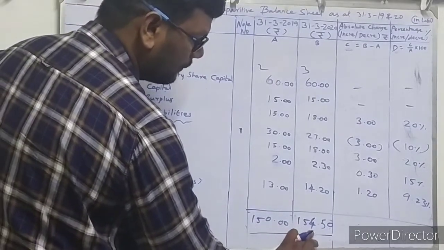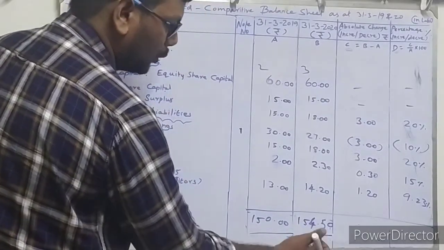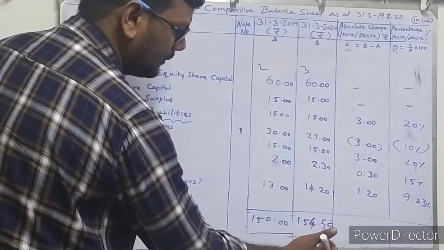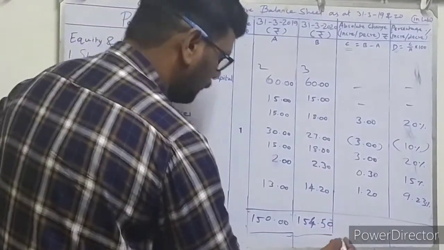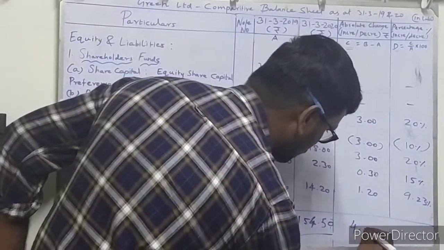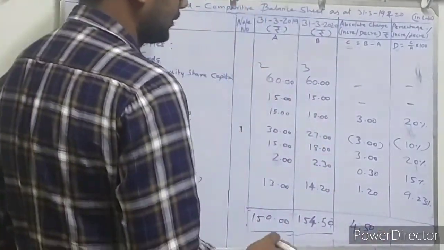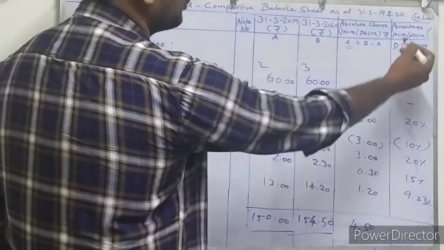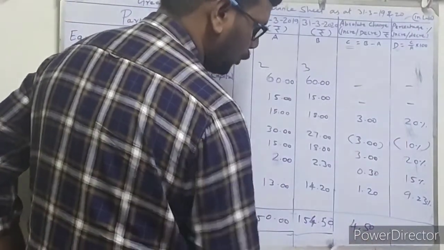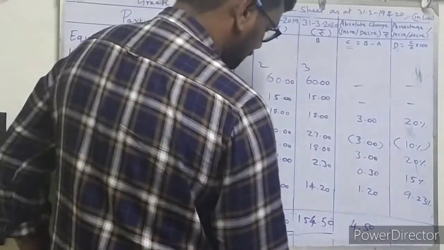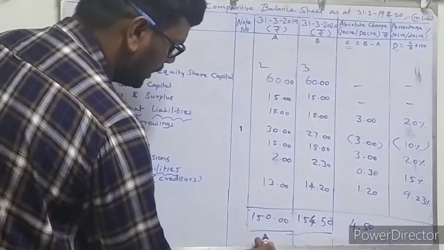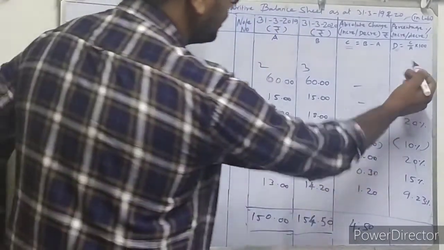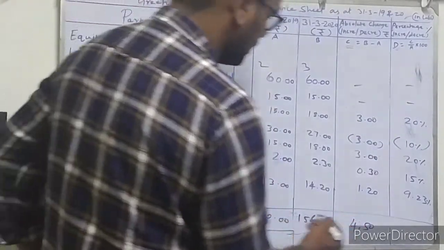It is 1 crore and 54 lakhs and 50,000. So 1 crore and 54 lakhs and 50,000 minus 1 crore and 50 lakh is equal to 4 lakhs and 50,000 rupees. Because everything we are going to write in lakhs, that's why 4.50. Then we are going to do the percentage: 4.50 divided by 150 into 100. If we substitute, we will get how many percentage it is.